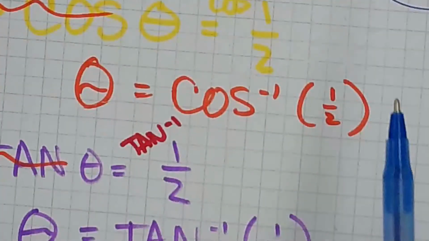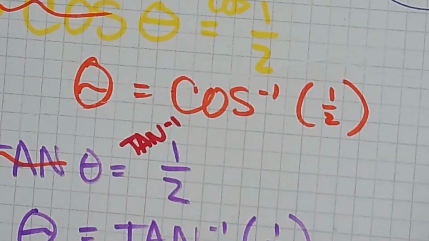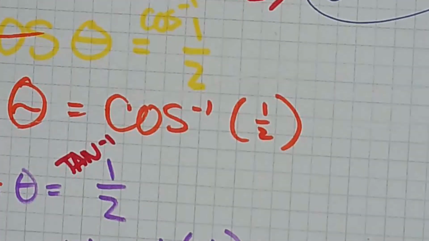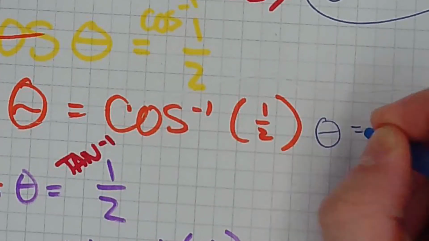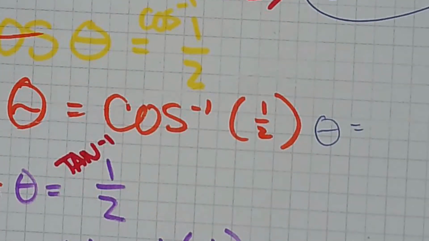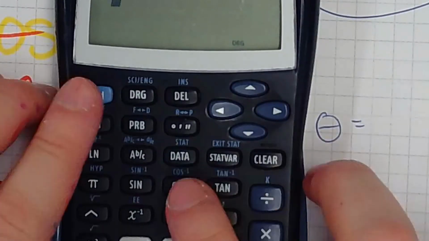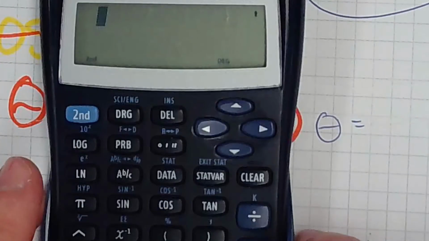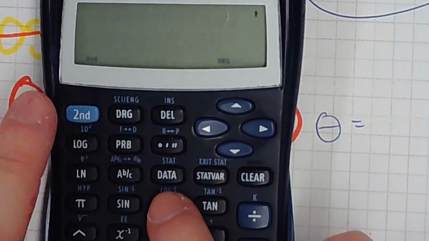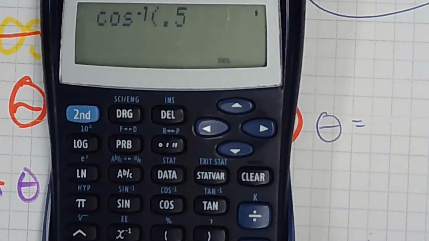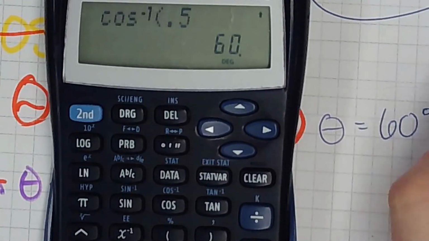Now, pretend we didn't know this one. What if we just got this? Inverse cosine of a half. Let's find out what this is. So we're going to do inverse cosine of 0.5. 60. You were right, Morgan. And does that make sense?